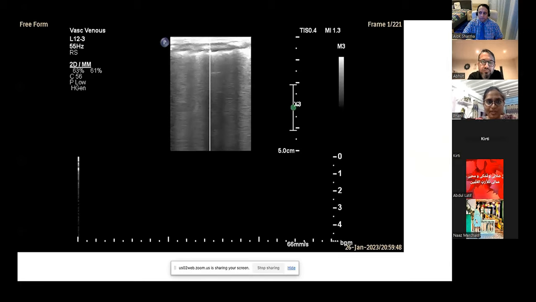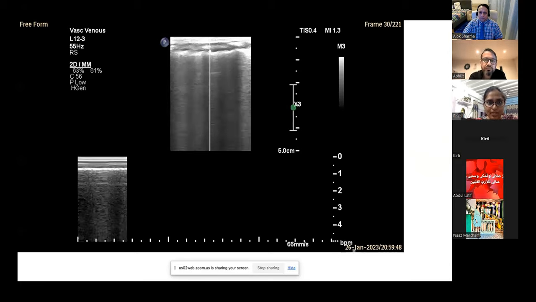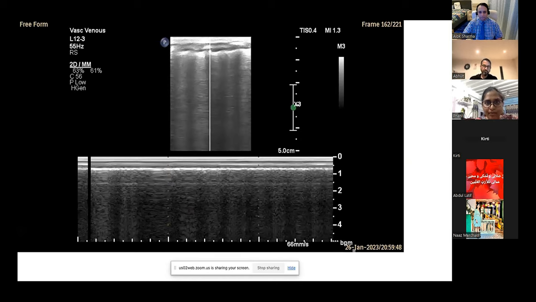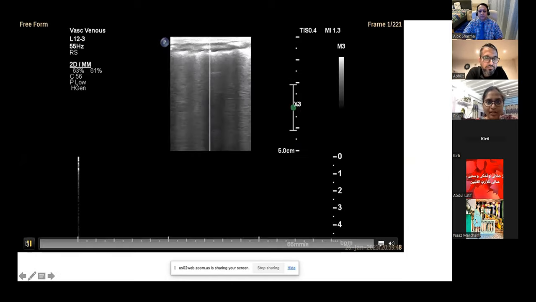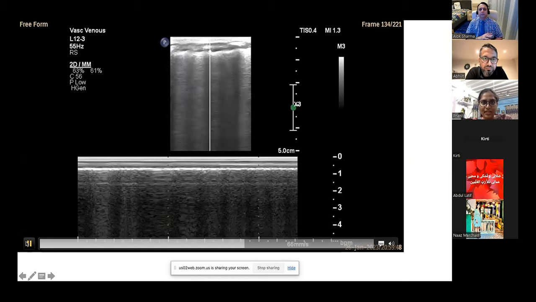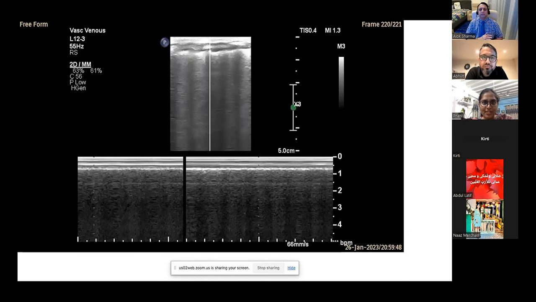So this is the first image I tried in the L1 region. So here, I can see pleural sliding, and also on M mode, I'm able to see the seashore sign, and there are no A lines visible. I could see bat wing sign and multiple B lines.